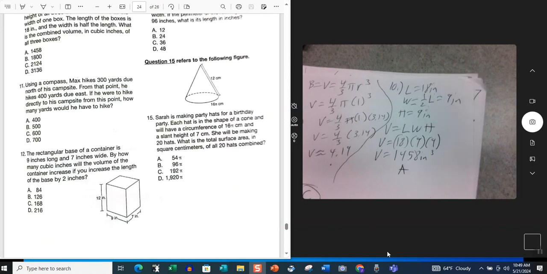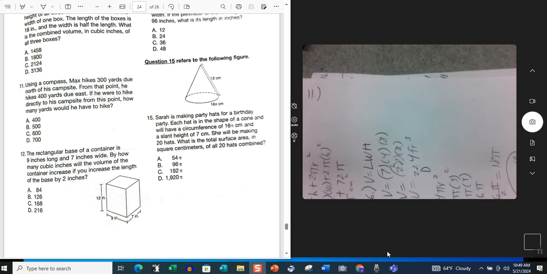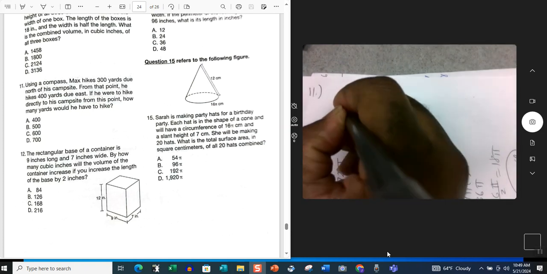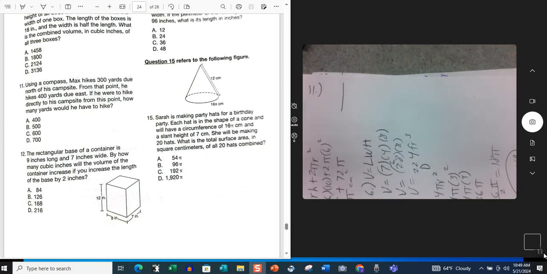Okay, let's take a look at problem number 11. It says, using a compass, Mike hikes 300 yards due north. Okay, so let's say he's going north now, 300 yards. From that point, he hikes 400 yards due east. If he were to hike directly to the campsite from the point, how many yards would he have to hike? Okay, first of all, let's do this. North, let's just say we're going up north. So now we will go east.